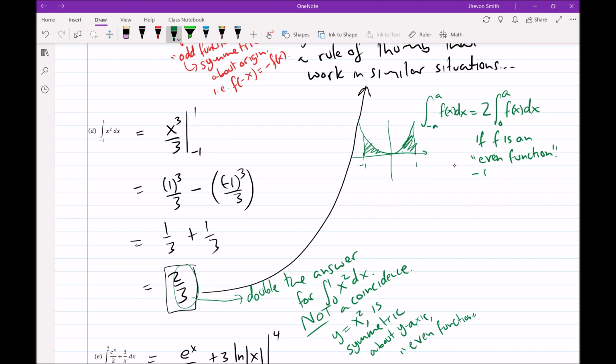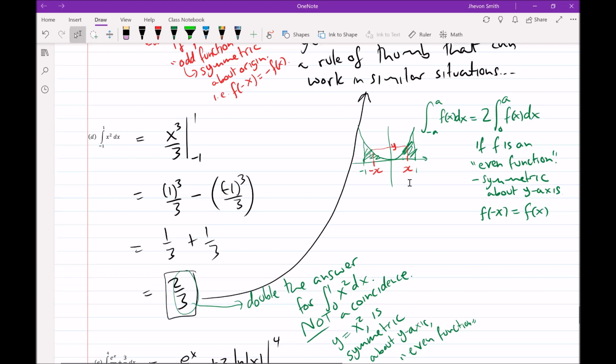And that means symmetric about the y-axis. It also means that f of negative x is equal to the original function. So if I take any x value, it will give me a y value, and the negative of that x value will actually give me the same y value. So it's symmetric about the y-axis.